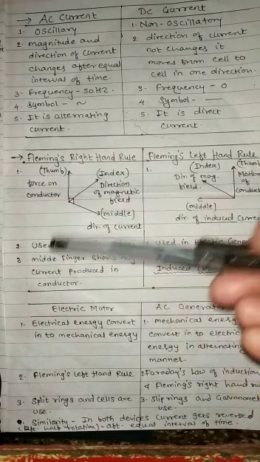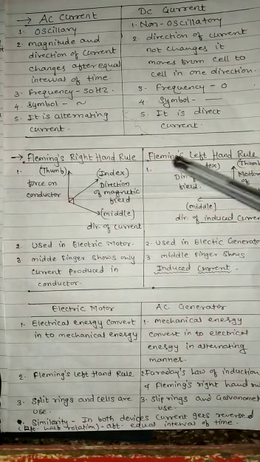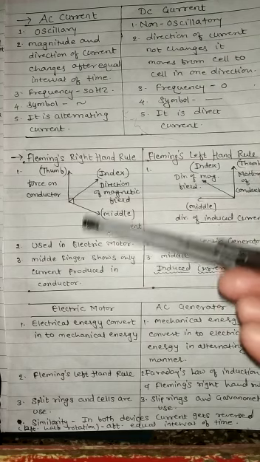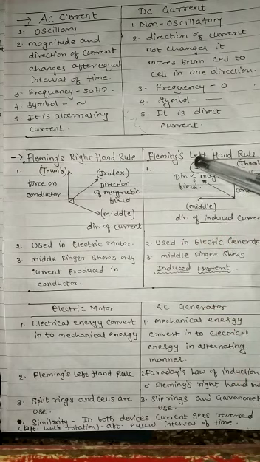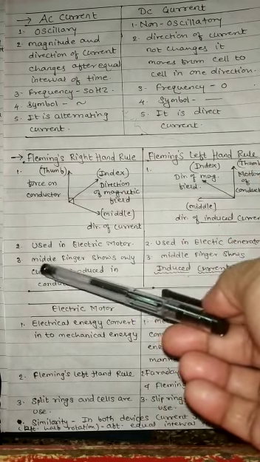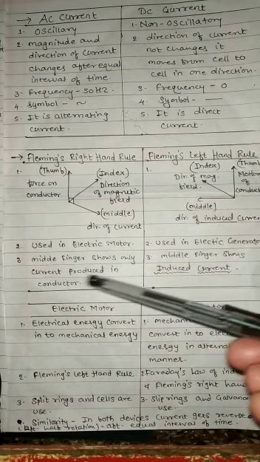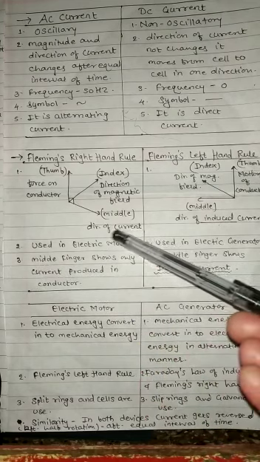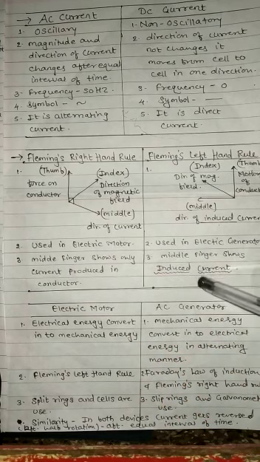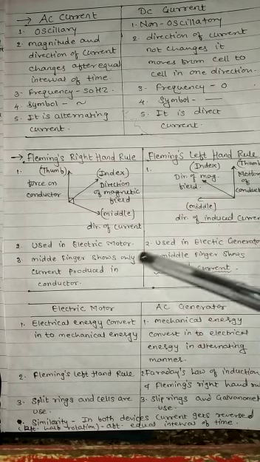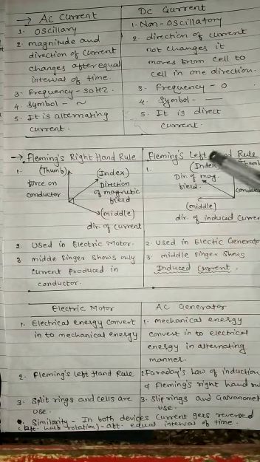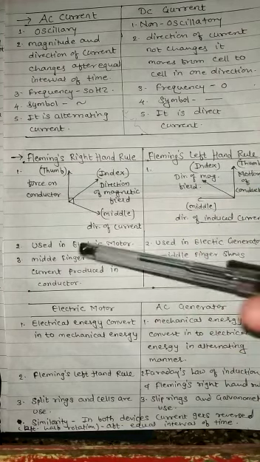Second, Fleming's right hand rule is used in the electric generator, and Fleming's left hand rule is used in the electric motor. Last time we saw that the electric motor depends on the left hand rule and the electric generator depends on the right hand rule. And third, the middle finger shows only the current produced in a conductor. This is simple current produced in a conductor, and this is an induced current. Induced current was discovered by Michael Faraday. So these are the points according to Fleming's right hand rule and Fleming's left hand rule. You have to write down the 3 points of difference.